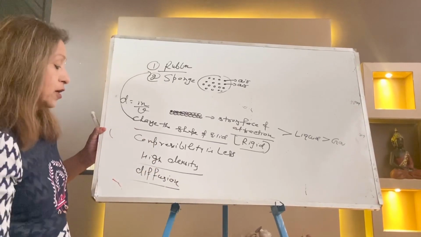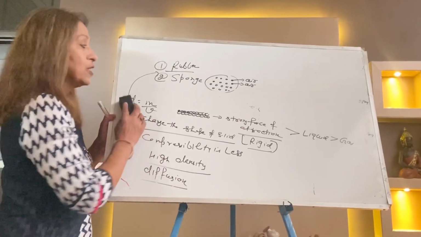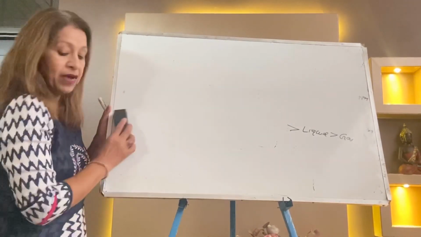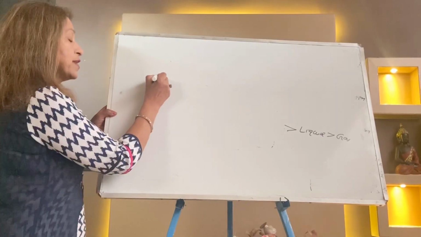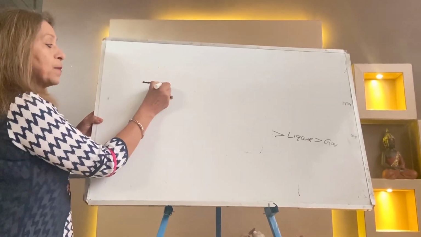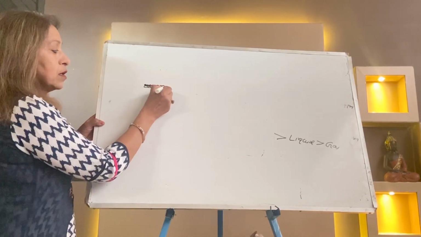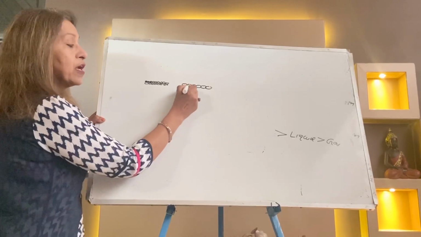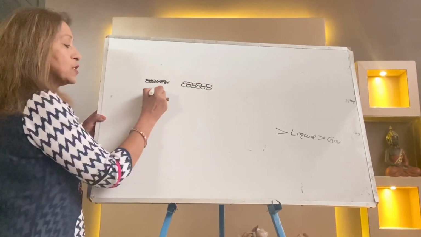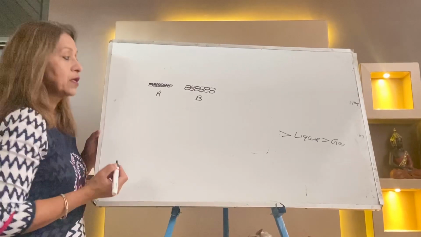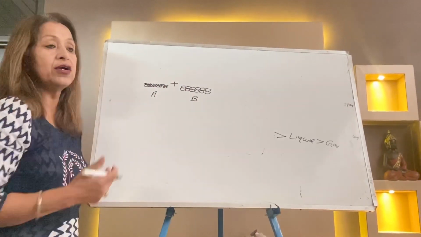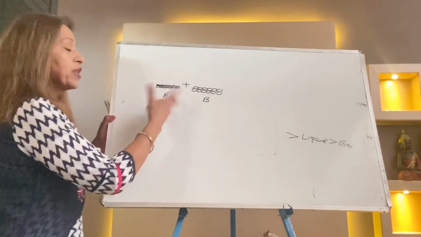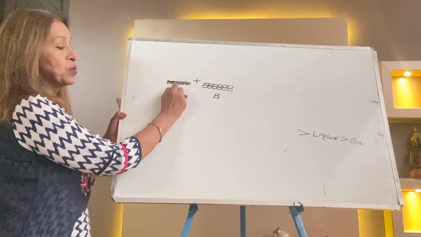In the solid, the rate of diffusion is less than in the liquid and gaseous states. Why? Because the particles are very close. So this is one solid, and this is another solid, with different particles, but again they are very close. This is my solid A, this is my solid B. If you want to mix them, it is very difficult in the solid phase, because how can they mix? They have very less space in between them.